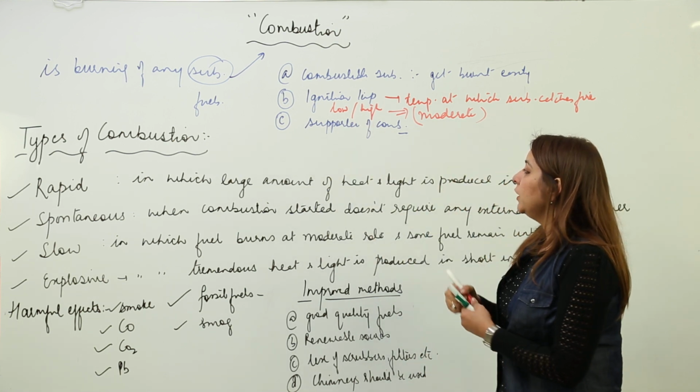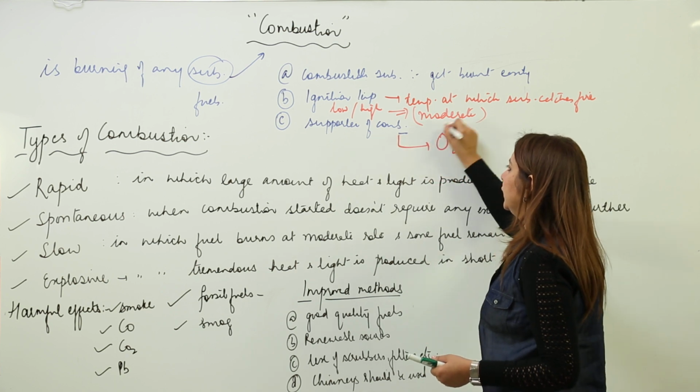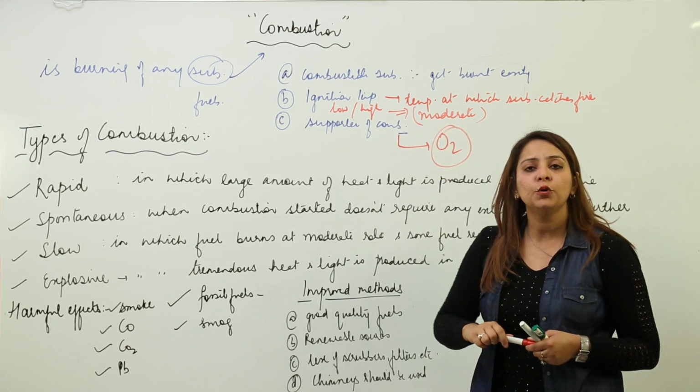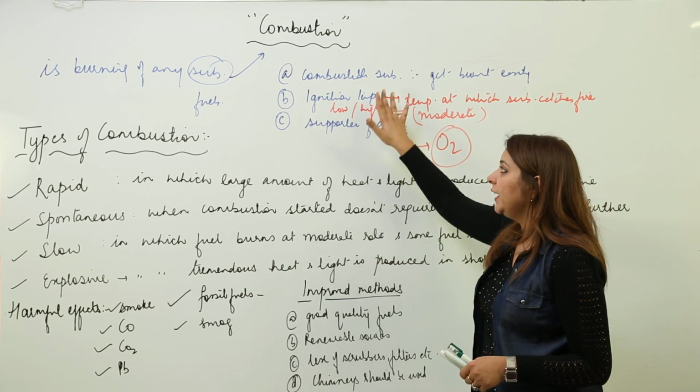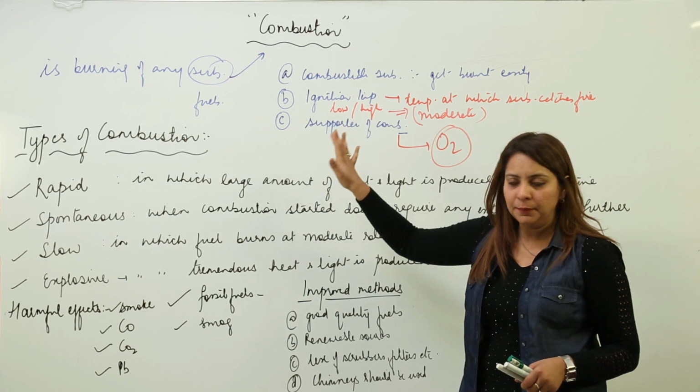Third, we want a supporter of combustion, that is the oxygen gas. We know that a gas that supports combustion is oxygen gas, so there should be a supporter of combustion present. So these three things are required in combustion.